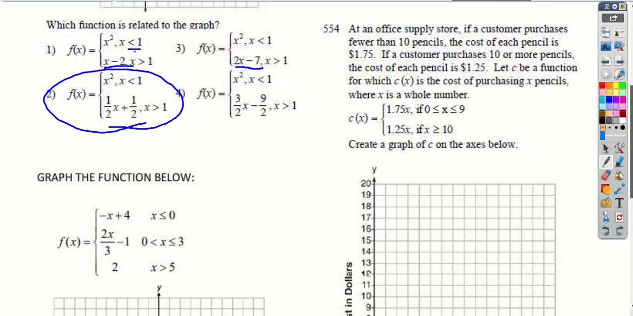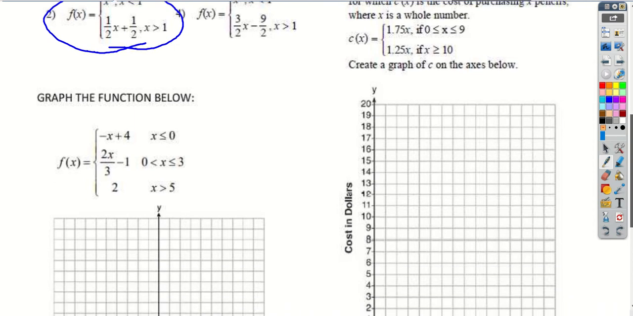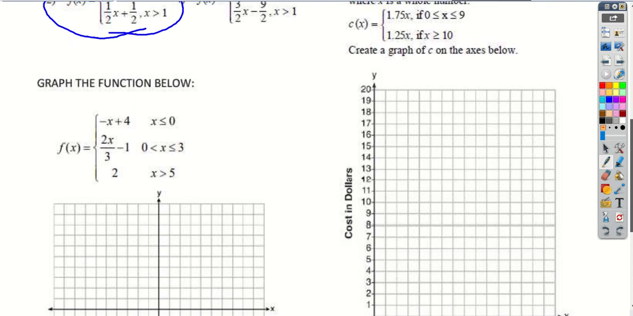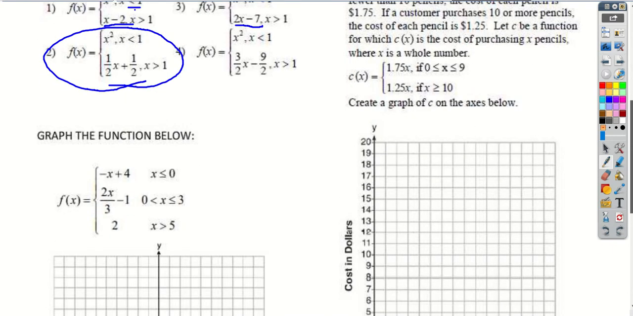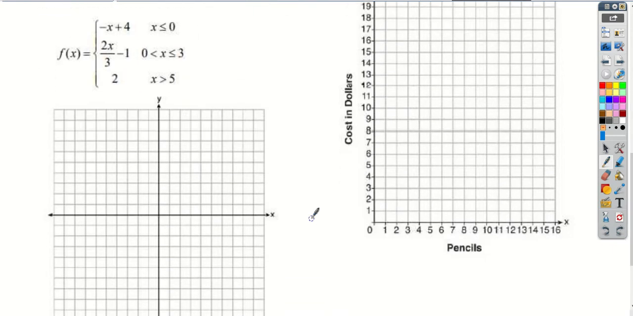All right. Here we're going to do a little bit of graphing. So fewer than 10 pencils, it's $1.75. 10 or more is going to be this. We want to create a graph below. So 1.75x, what we can do, now let's use our calculator here, okay? So I want to do my circles. So I know I have a circle at 0, and it's a closed circle, okay? There's also a closed circle at 9. So it's a closed circle at 0.